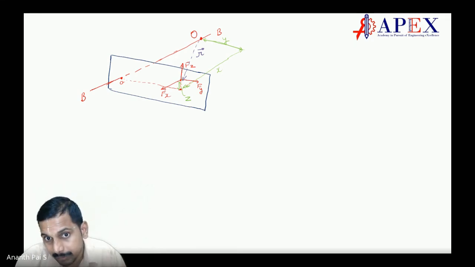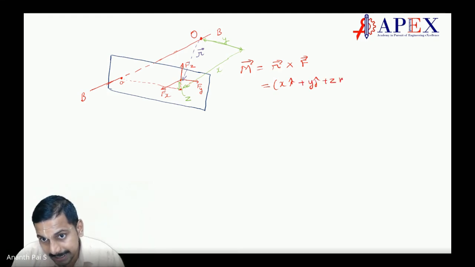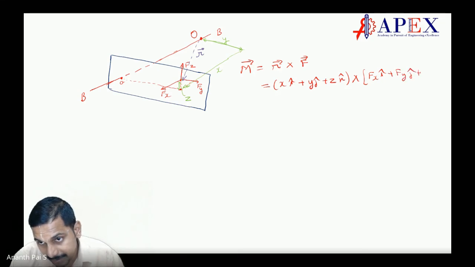What is the moment vector? This moment vector will be r crossed with F. Correct. What is r? r is given as xi plus yj plus zk. And what is F vector? F vector is Fx i plus Fy j plus Fz k.